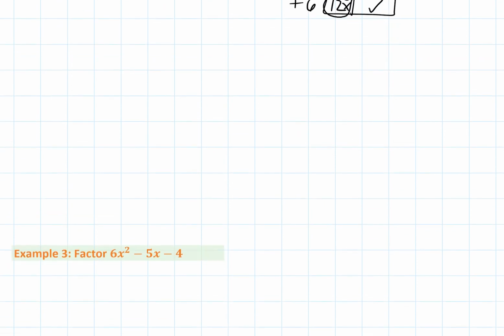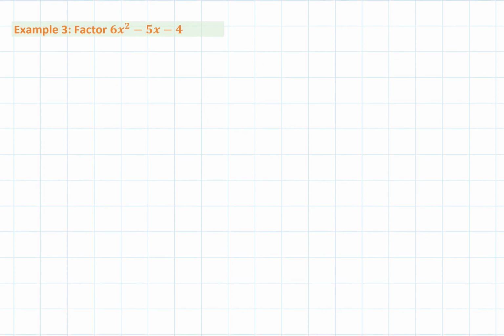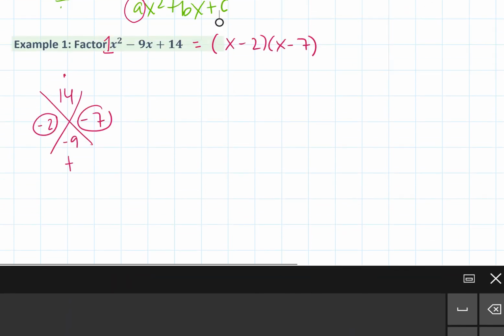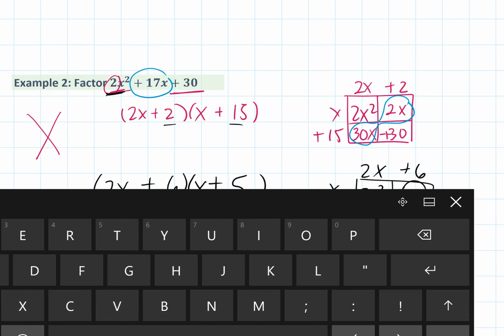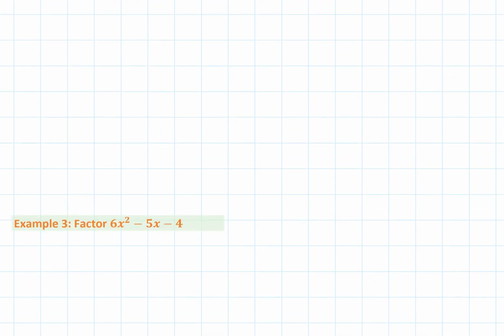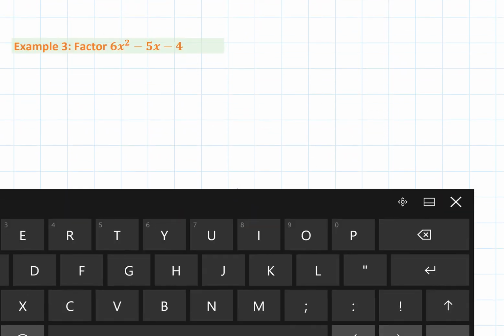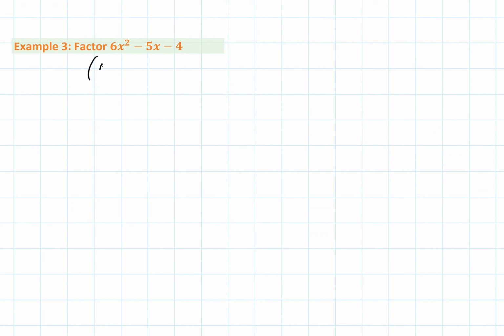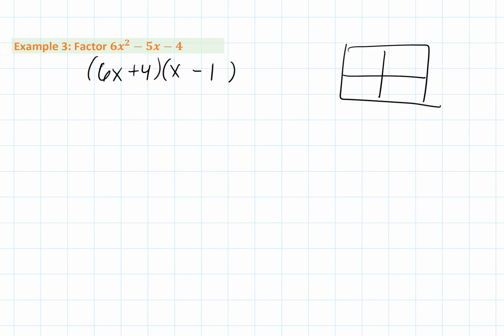Let's try one more. We'll factor the expression 6x squared minus 5x minus 4. To get 6x squared, maybe I'm going to try 6x and x. To get negative 4, I'm going to try, I don't know, maybe a positive 4 and a negative 1. Again, I know I'm getting negative 4 by design. I know I'm getting 6x squared by multiplying 6x times x. So I'm just checking these middle terms.